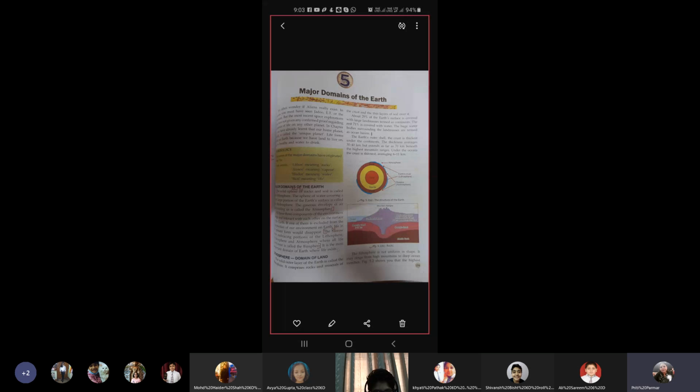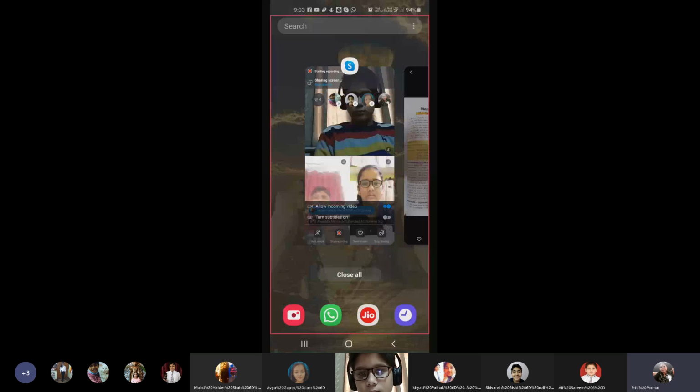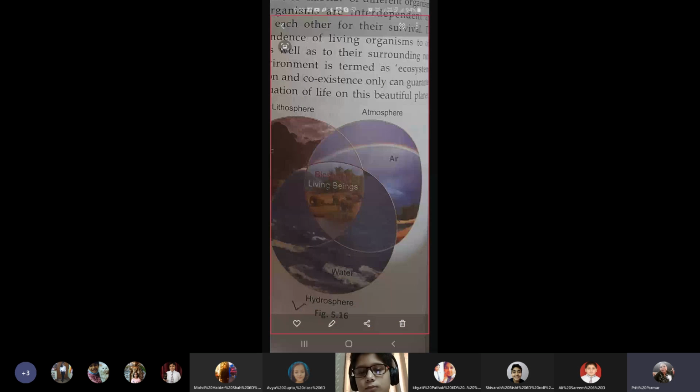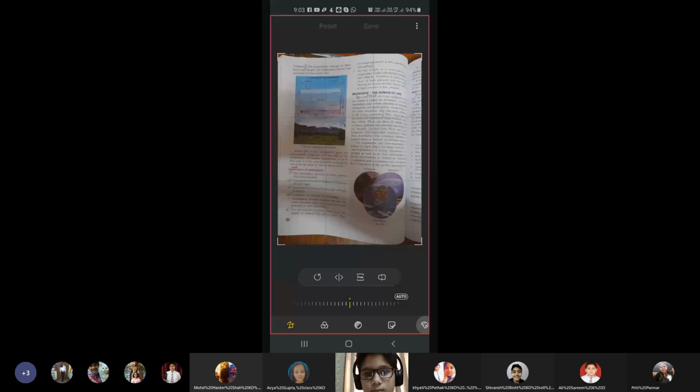Now, biosphere is that part which deals with a part of atmosphere, a part of hydrosphere, and a part of lithosphere. And this could be easily seen through this particular diagram. Can you see here? This particular diagram, which shows you three circles. Now, this first particular circle deals with, just a second, children.